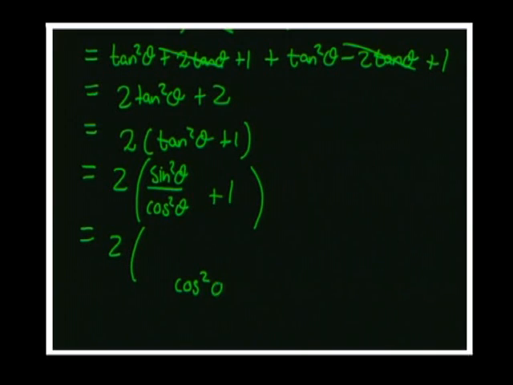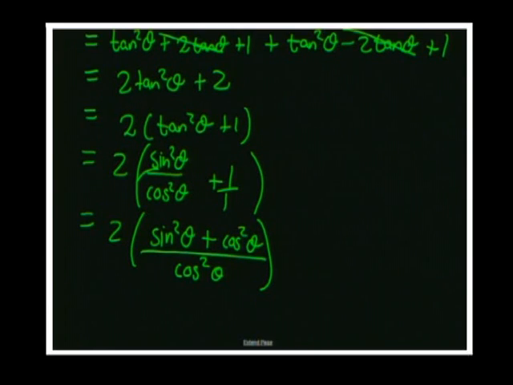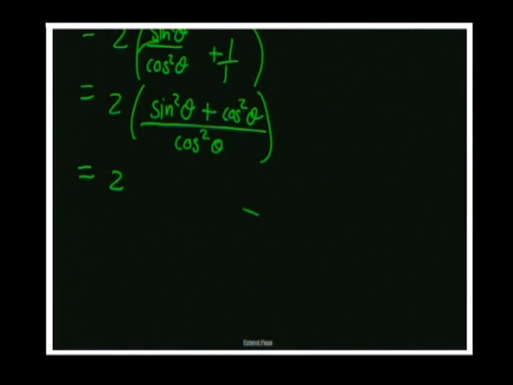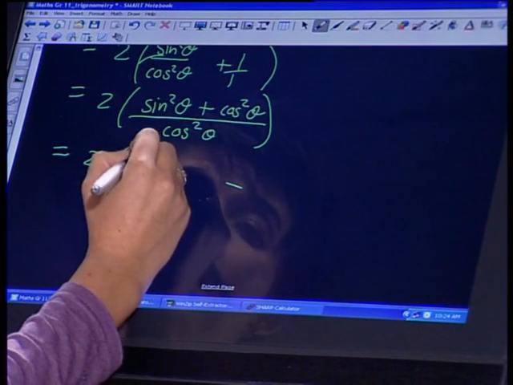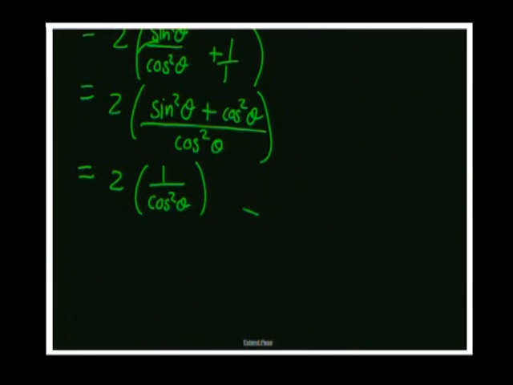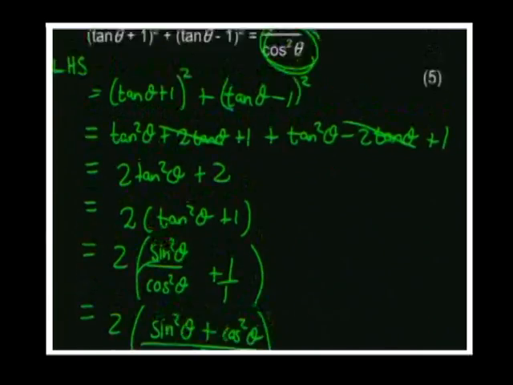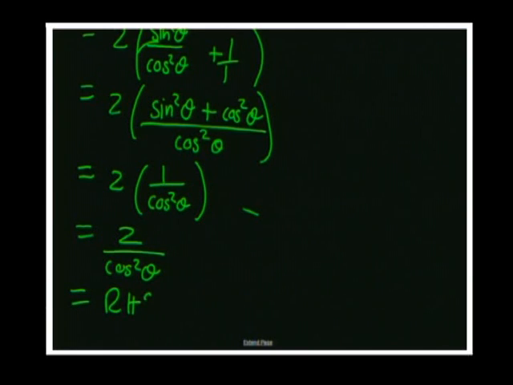So I leave the 2 outside and I get a lowest common denominator. What do I need in this denominator to make it look like that one? Well, nothing. So the top just stays the same. What do I need in that denominator to make it look like that one? A cos squared theta. So cos squared theta is multiplied by the top. So you get cos squared theta there. And I know that sine squared theta plus cos squared theta is 1. So that becomes 1 over cos squared theta. And your final answer, 2 over cos squared theta. Let's just go check the right-hand side, and that is exactly what we have. So that's equal to the right-hand side.